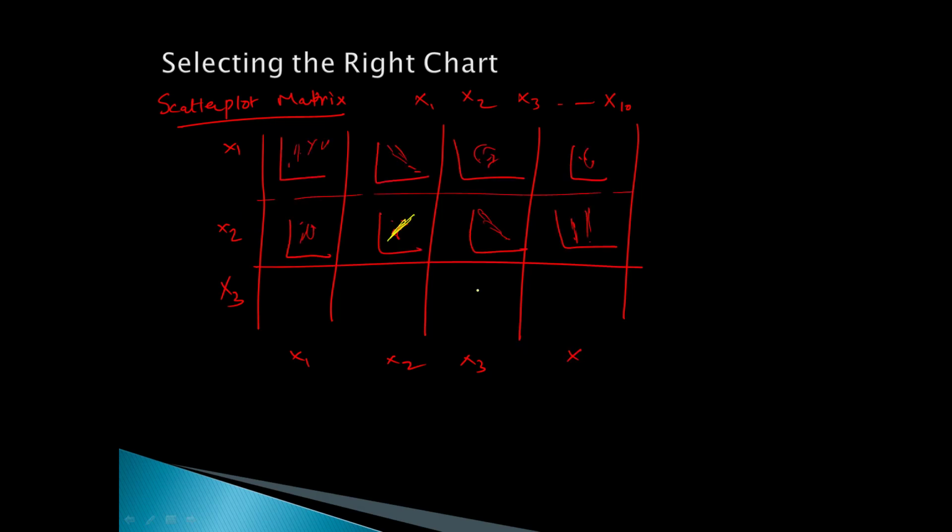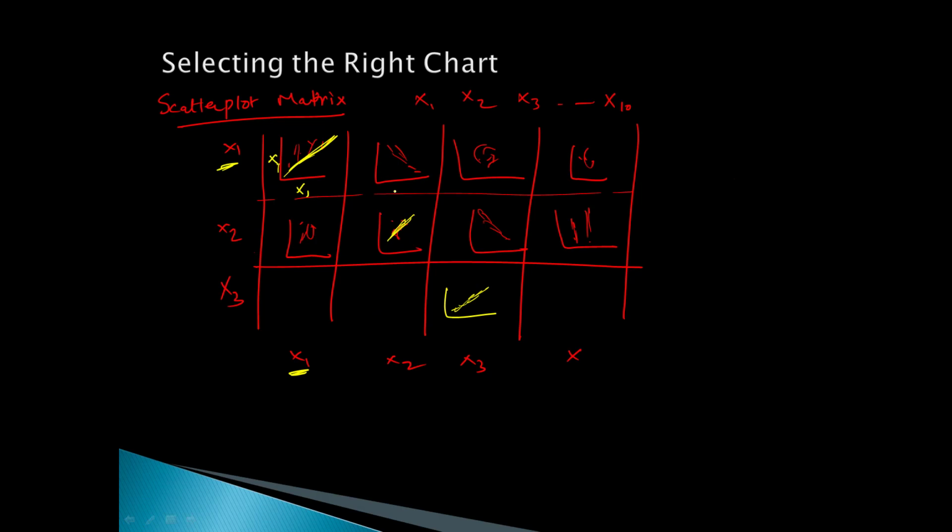The diagonals are always perfectly linear. This is nothing but a matrix of scatter plots between pairs of variables. For example, this is the plot between x1 and x1. Here we see x1 in the row and x1 in the column. We have the plot between the same variables on both axes, and definitely it's going to be perfectly linear because we are plotting the same variable on both axes.